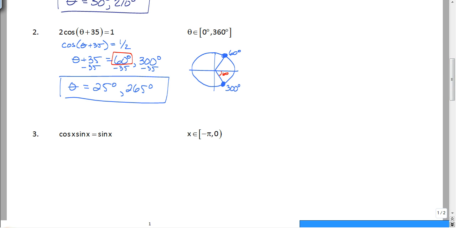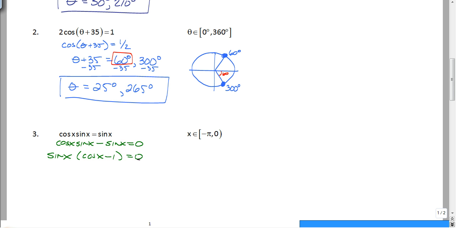Notice how we're switching to x, so you need to be switching your mode into radians. So first thing you're going to need to do is get this equal to 0. So we're going to subtract the sine x. So we have cosine x sine x minus sine x is equal to 0. Now you can factor out a sine x. So sine x times cosine x minus 1 are both equal to 0.